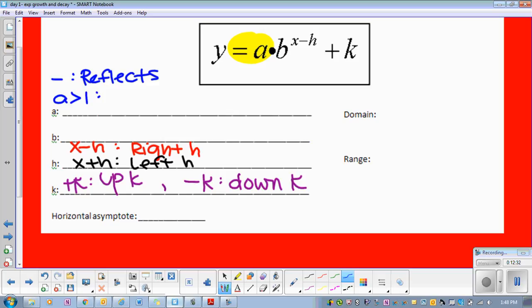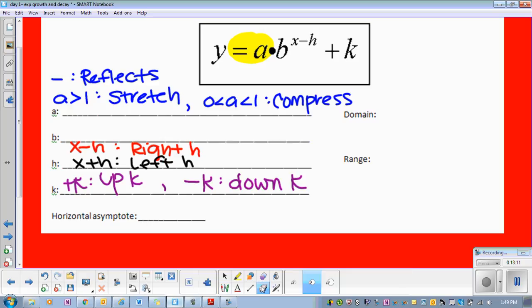What if your A is greater than 1? Stretch. Because your number is bigger. But here, if your number A is greater than 0, but smaller than 1, less than 1, then it compresses. Good job. Questions so far? I mean, it's the same as we normally do with all those other functions, right? Same transformations.